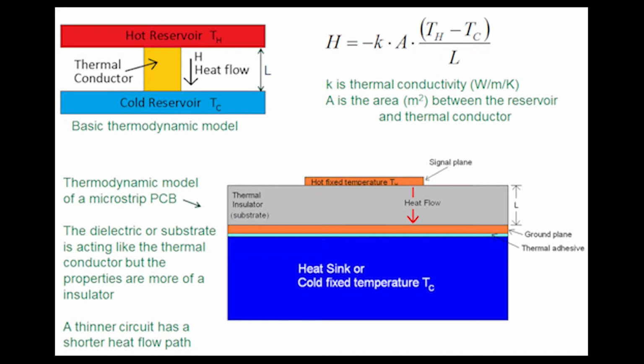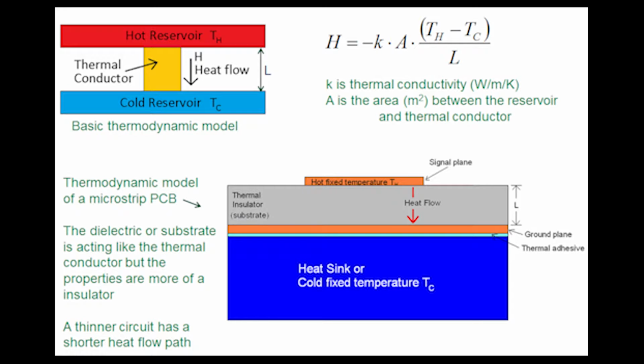The formula for that is shown to the right, and then below is how you apply this to printed circuit board technology. What's shown here below is a microsectional view of a microstrip transmission line circuit that is bonded to a heat sink. So basically we're going to assume that the signal plane is generating heat, so that's the hot reservoir, and that the cold reservoir is the ground plane, which is at the same thermal potential as the heat sink that it's bonded to. And then the heat is going to flow through the dielectric material, so the material itself is going to act as the thermal conductor.